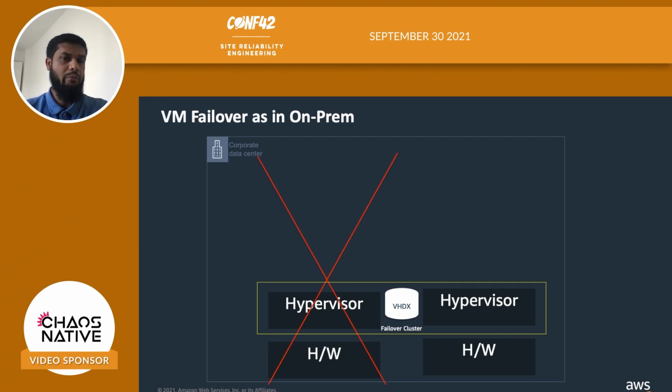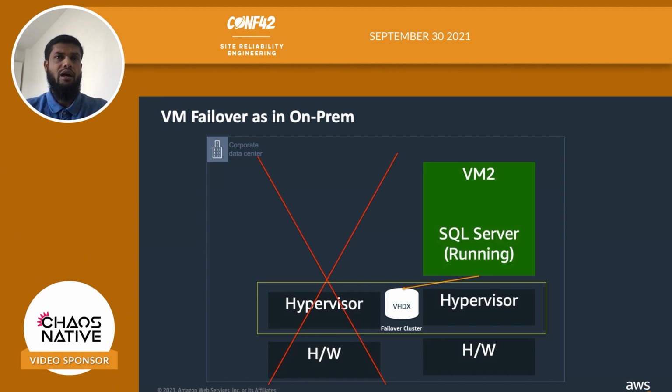Now, if the hardware goes down, the hypervisor has an issue, or the VM fails, then the VM will vMotion to the other side, and it will start running on another hypervisor or hardware. So it's like a vMotion to the other host to cover yourself from the underlying hardware failure. And this is on premises. This is what we currently do on premises.